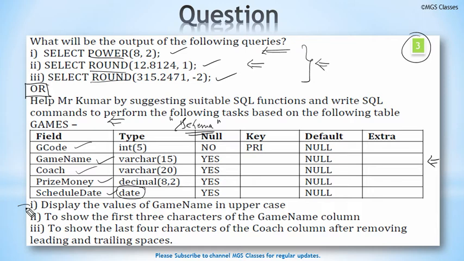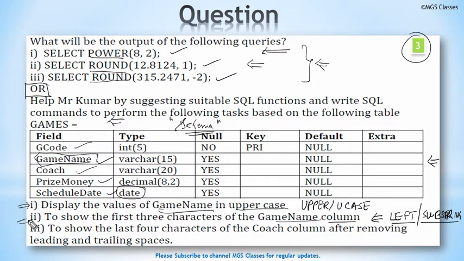And then you need to write the first query to display the values of the game name in uppercase. So you need to apply the ucase or upper function on this column game name. We will write the query to show the first 3 characters of the game name column. You need to show the first 3 characters. So to show the first 3 characters, we will use the left function, or you may use the substring function also. It depends on you, how you are going to write the query.